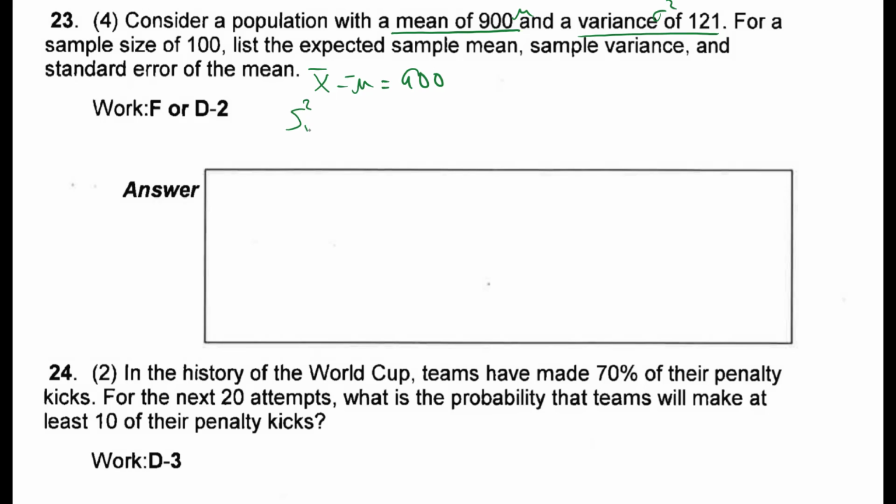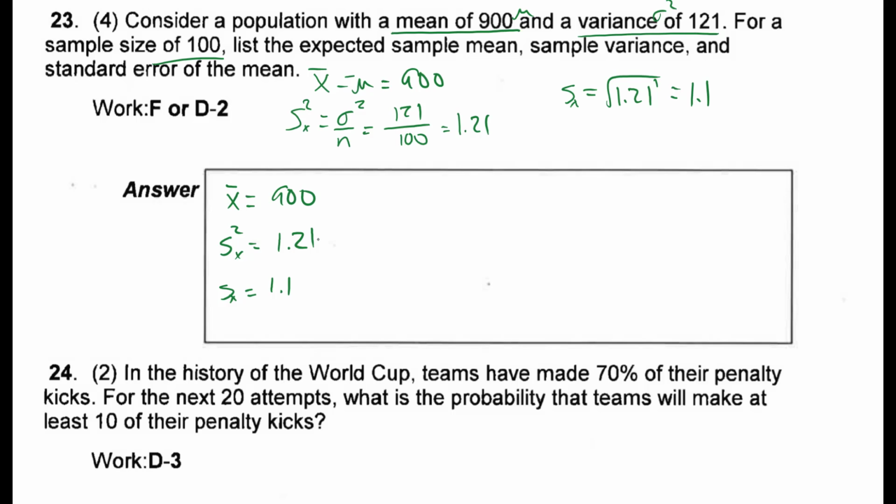So that's, which, as you'll recall, is the same thing as the variance divided by the sample size. So we need to do 121 over 100, which we can simplify down to 1.21, can't we? And finally, we need the standard error. So we just need to take the square root of 1.21, which I get as 1.1. All right, that should do it.